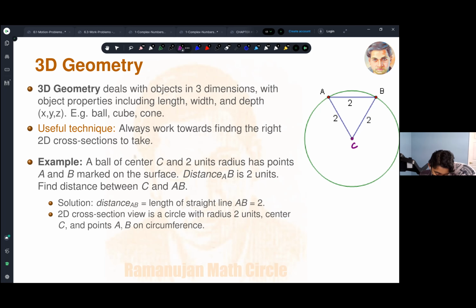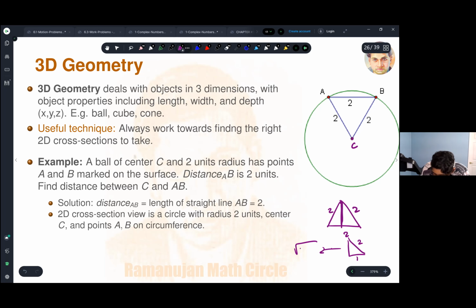Now we're trying to find the distance between C and AB. Now that we have a cross section, that's equivalent to finding the height from here all the way down here. That's basically how you would solve it, by breaking it down into a right triangle. Then you do the square root of 2 squared minus 1 squared, which is equal to the square root of 3. So its height is square root of 3, and that's the distance.